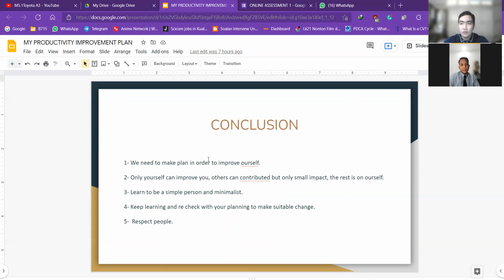And fifth, and the most important thing, is to respect people. So I think that's all from me.